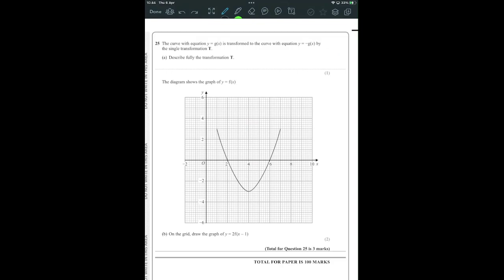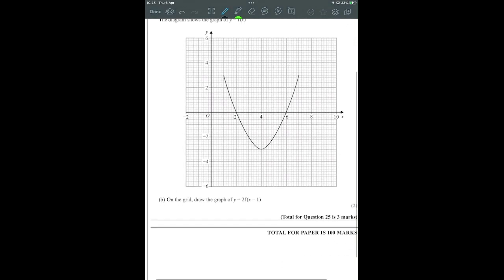Well, if it's outside the function, that means it's a vertical change. A vertical change with a negative sign means it's a reflection, but which axis is it in? Well, if it's changing vertically, it's a reflection in the x-axis. Our mirror line is that horizontal line there. Reflection in the x-axis.